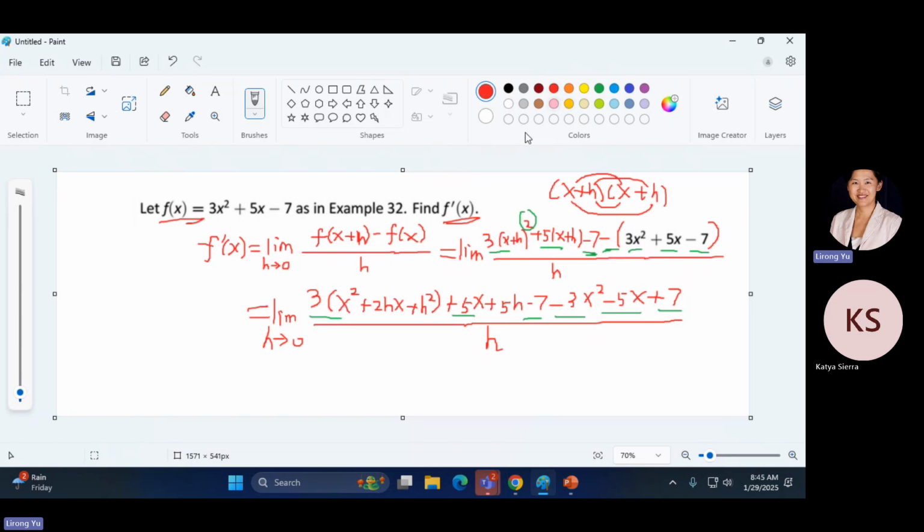So what do we have left after the cancellation? We have the limit of, 3x squared is gone, so we have 3 times the 2hx, so we have 6hx. And then we have 3h squared as I distributed the 3, but I know the 3x is gone. So 3 times 2hx, 3 times h squared, and then we have the 5x, cancel that 5x, so we still have the 5h, so plus 5h.